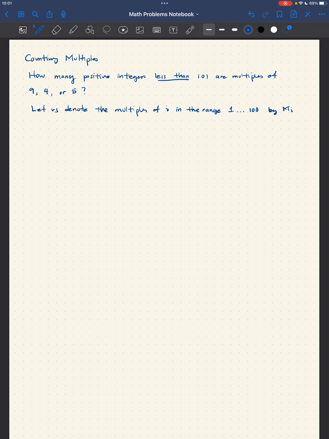Well, so what is it that we're trying to count? We're trying to count the following. So we want to know the cardinality of the following set. Now that we have this notation, we have M9 union M4 union M5.